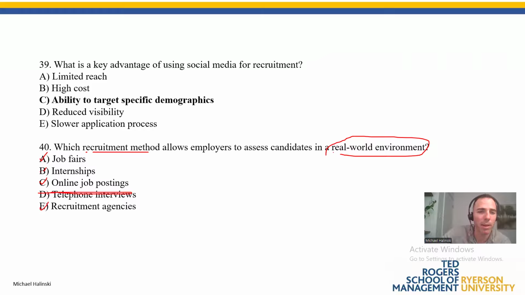So I only got rid of one of them by differentiating recruitment and selection. Okay. Next, to assess in a real world environment. Let's go from the bottom up. In this case, we're trying to see how people interact in real life. A recruitment agency, somebody outsourcing this, somebody finds somebody on LinkedIn or a headhunter. That's not a real world scenario. Online job posting, if it's online, you don't get to see them in action. Internship, yeah, that sounds good.